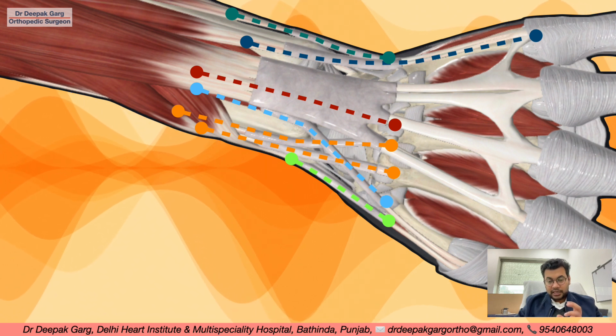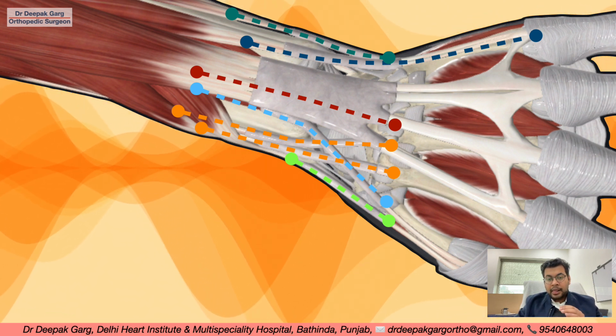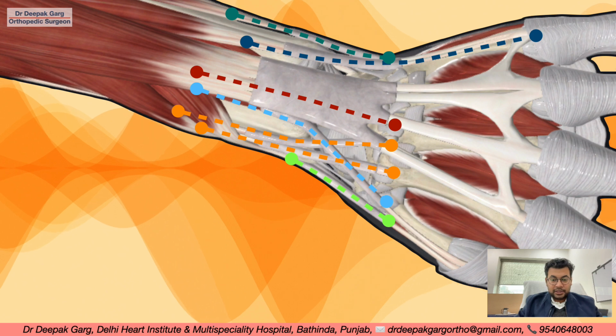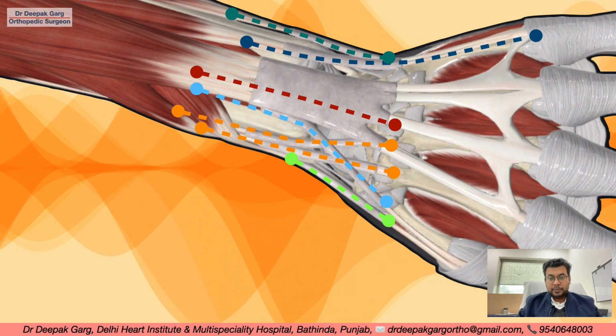So we need to remember the correct sequence of the compartments, and we need to identify the compartments if we are going through the posterior approach, because that is very crucial to save these structures from injury.